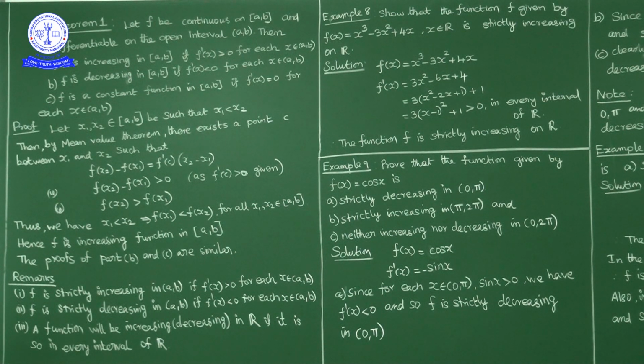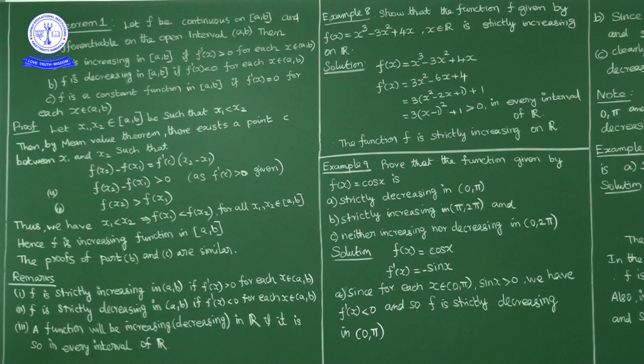Okay. That's it. These two are important, and a function f will be increasing or decreasing in R if it is so in every interval of R. Okay. Simply, to prove f is increasing, prove that f dash of x is greater than 0. To prove f is decreasing, prove f dash of x is less than 0. Okay. We will discuss problems.